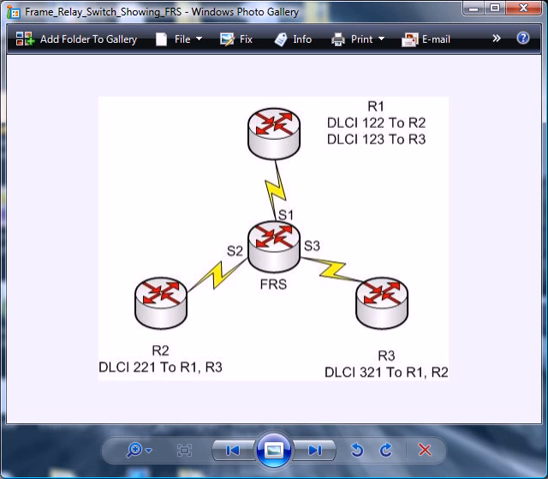So that concludes this particular video, and in the next one we're going to take a look at the actual configuration of the frame switch. I'll show you how to troubleshoot it and how to verify your connections as well.